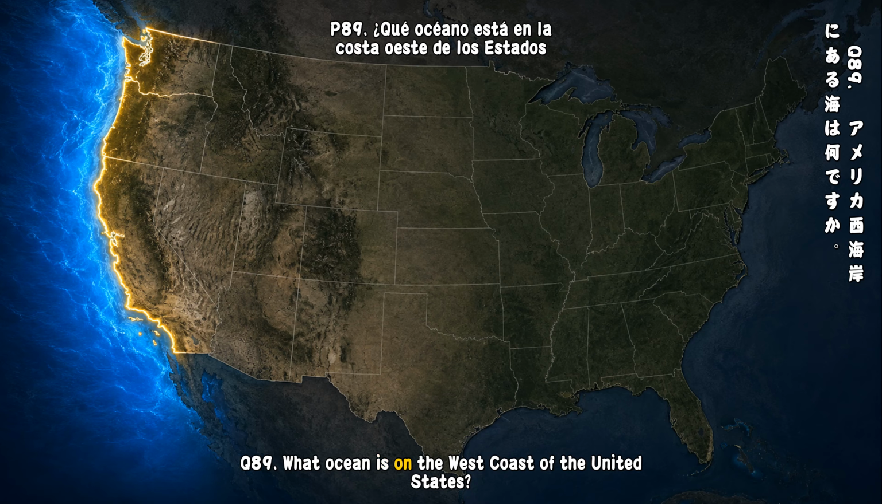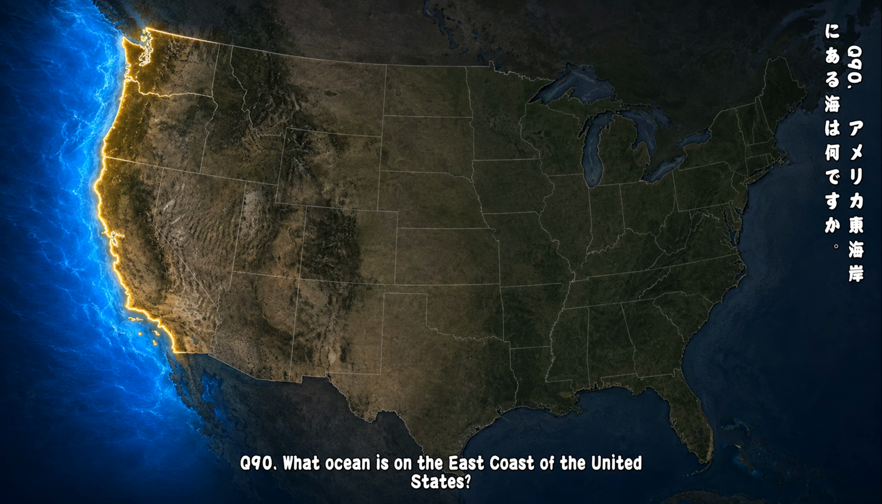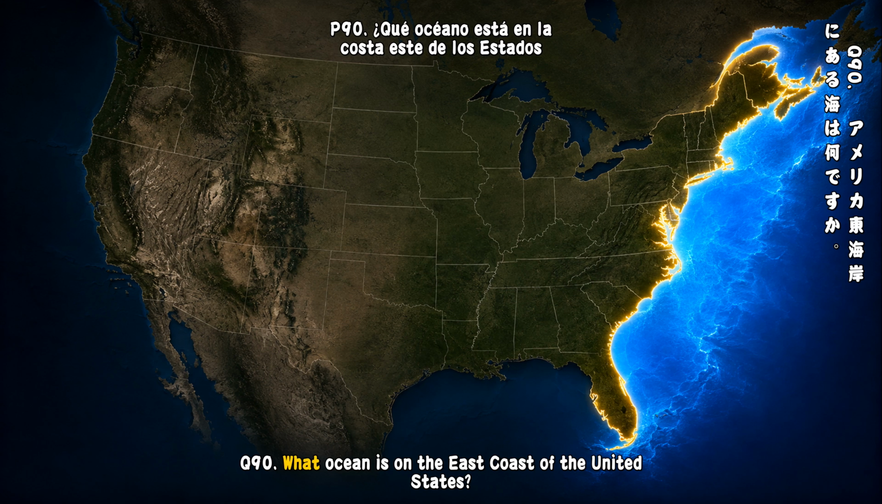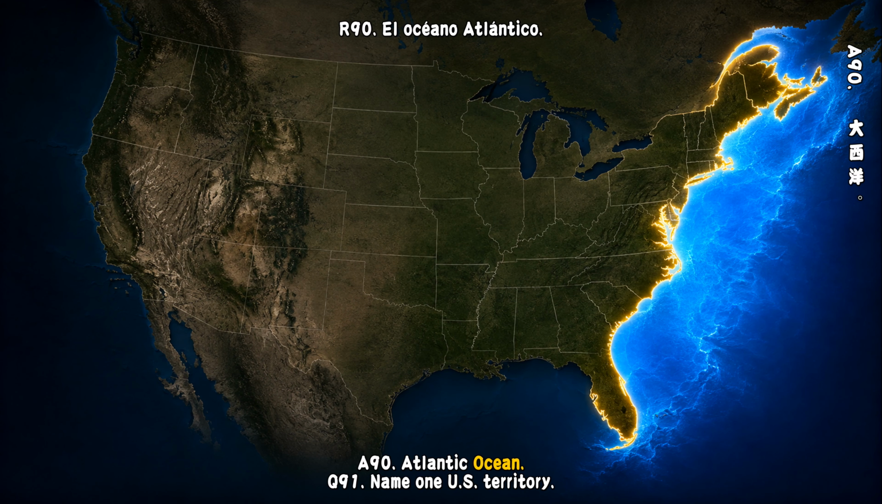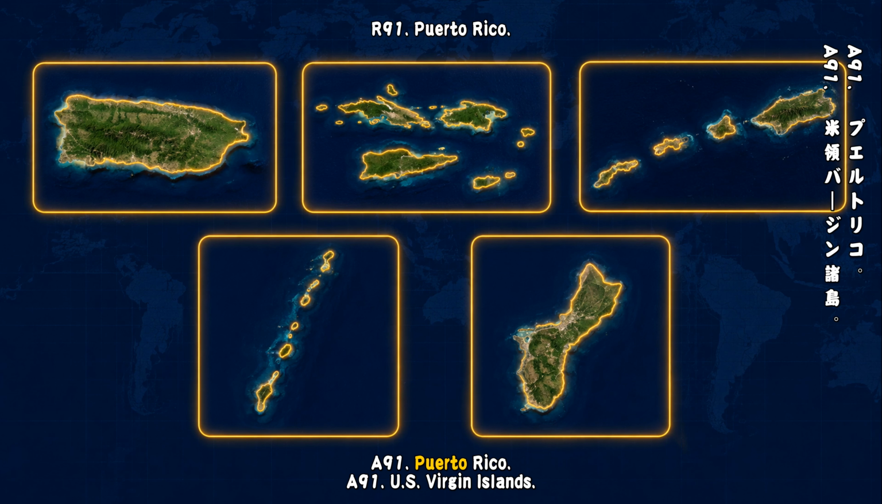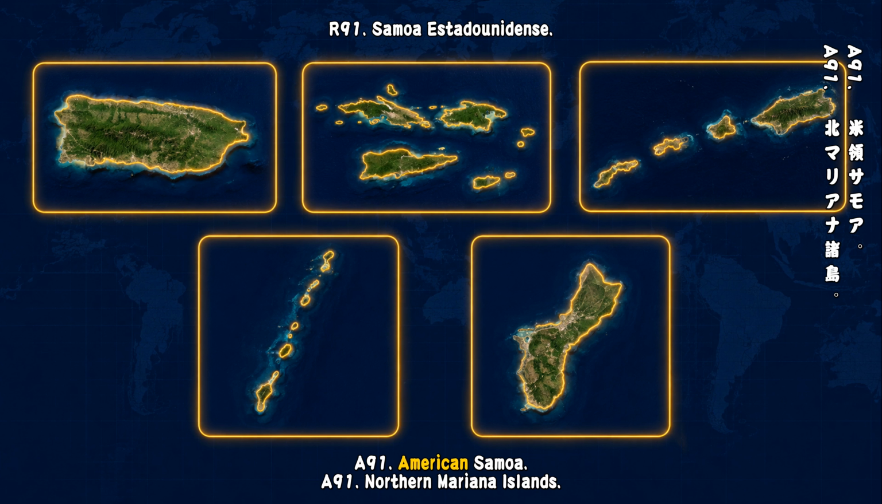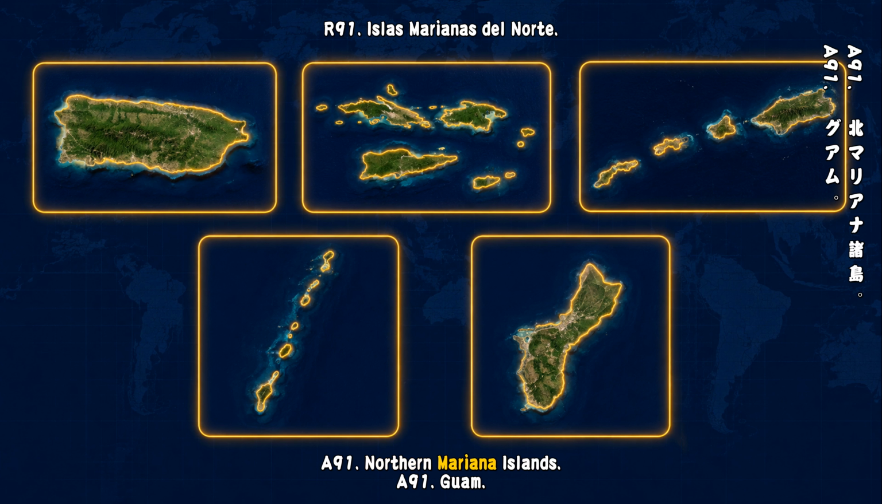What ocean is on the west coast of the United States? Pacific Ocean. What ocean is on the east coast of the United States? Atlantic Ocean. Name one U.S. territory. Puerto Rico, U.S. Virgin Islands, American Samoa, Northern Mariana Islands, Guam.